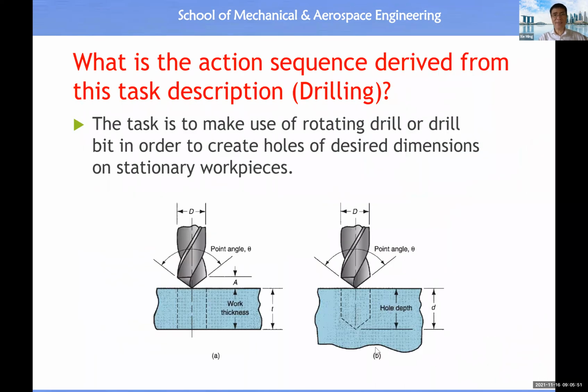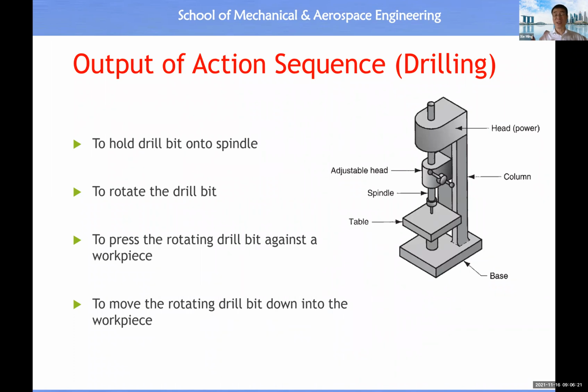Here I give you one more example from the manufacturing process. Let's say we have this task description as an input, then what will be the action sequence as output? This is a drilling process. The task is to make use of a rotating drill bit in order to create a hole of a desired dimension on a stationary workpiece. Then what should be the action sequence?